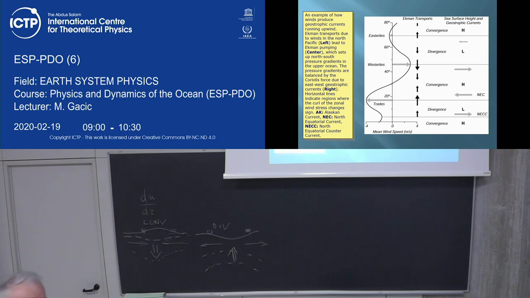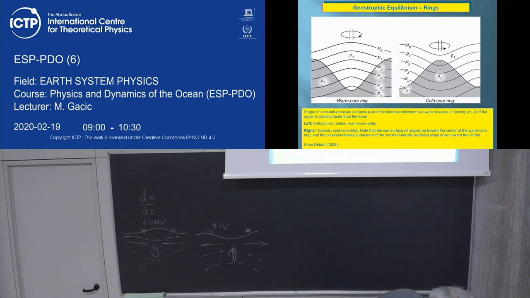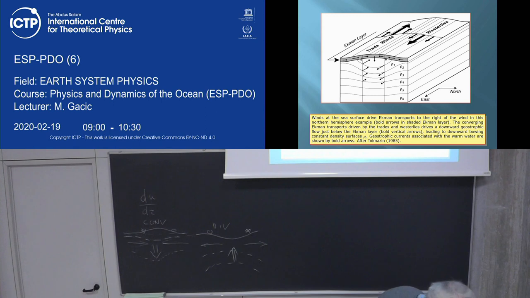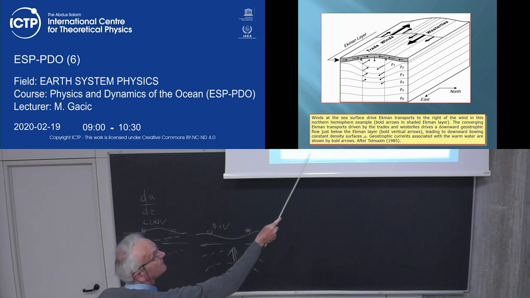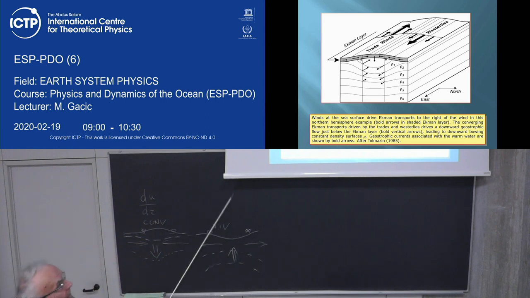If you are at the equator, what is happening at the equator? I hope the next slide will tell you. Let's see. Oh, okay. What is happening at the equator? At the equator, we have the convergence. Although, is it the equator? No, that's not the equator. This is the same thing, but looking from a different perspective.